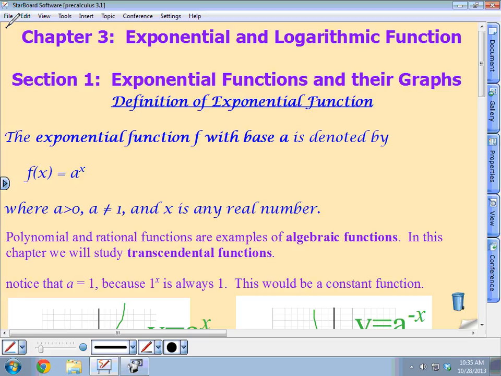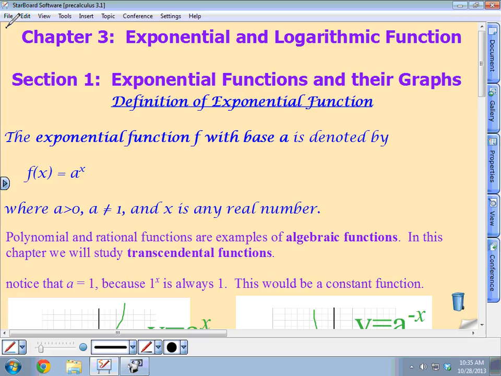So this chapter, I've broken into 2 sections. The first will be 3.1 to 3.3, and we'll have a quiz on those after those first 3, and then we'll do the last 3, and then a test. So let's talk about exponential and logarithmic functions.